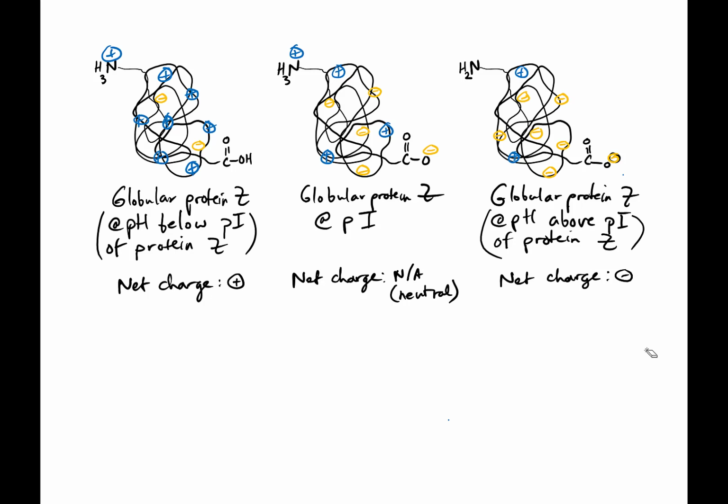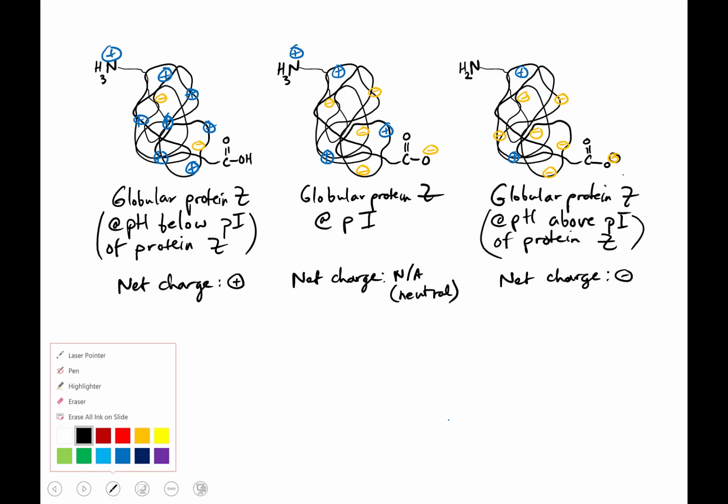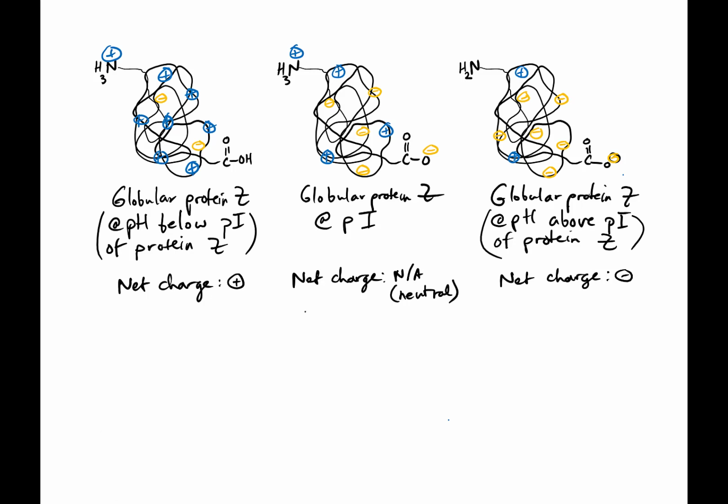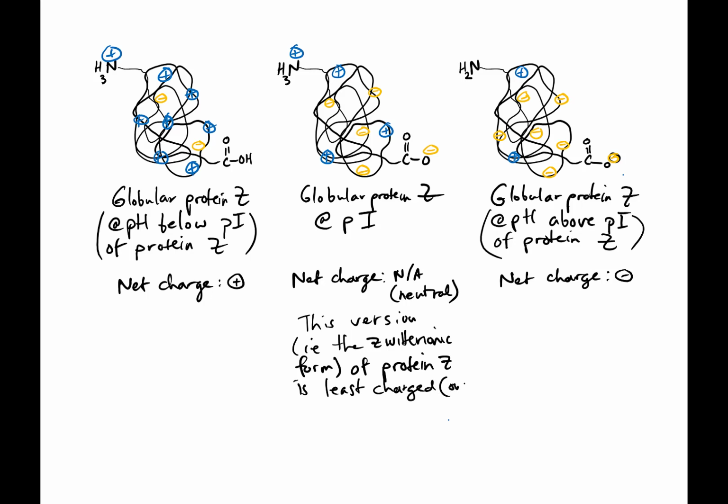So what we're saying here is that for that reason, this version of protein, i.e. the zwitterionic form of protein Z, is least charged overall. Now it still has charges, but they cancel out, and also least soluble.